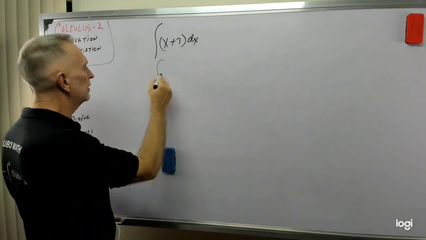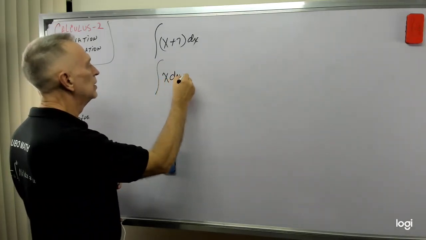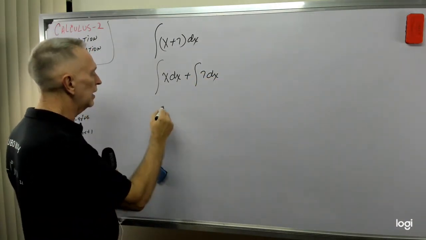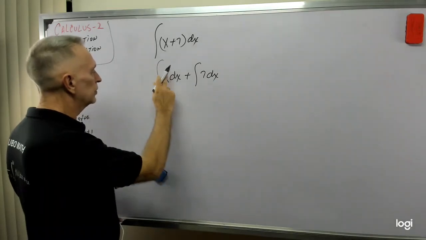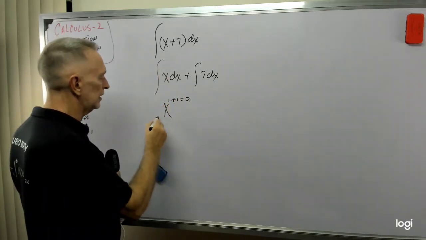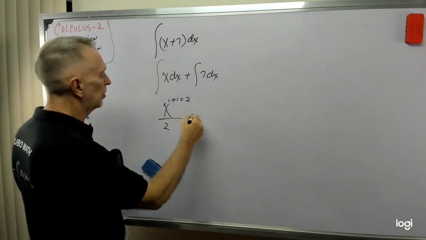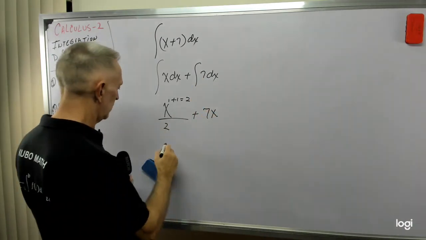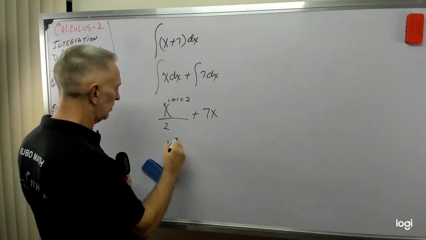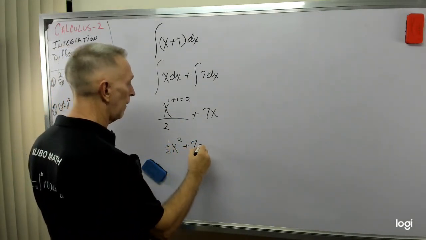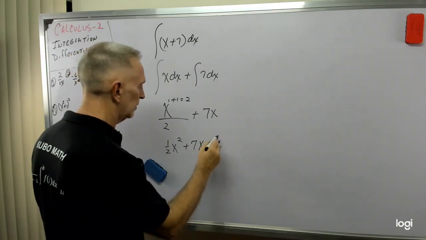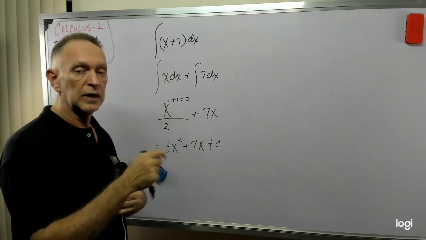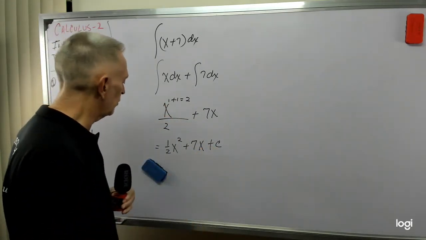I can really say that's the integral of x dx plus the integral of 7 dx. So if I do that, you know the rule, x to the first plus 1 equals 2. I divide by 2 plus 7, and the integral of dx is x. So I end up with 1/2 x to the second power plus 7x plus c. Recall, there's a constant of integration, and actually we'll work a problem later in this video to show you why you do that.